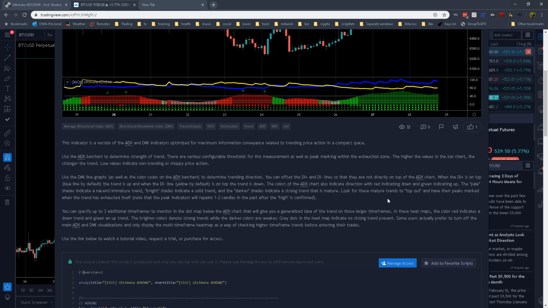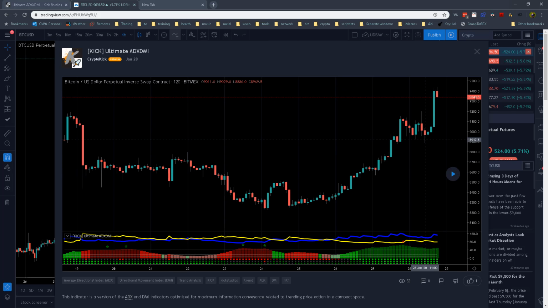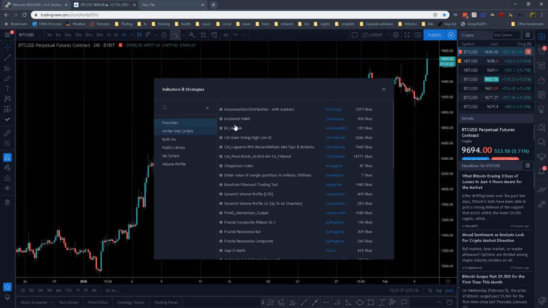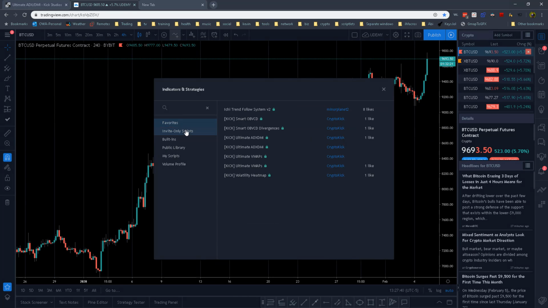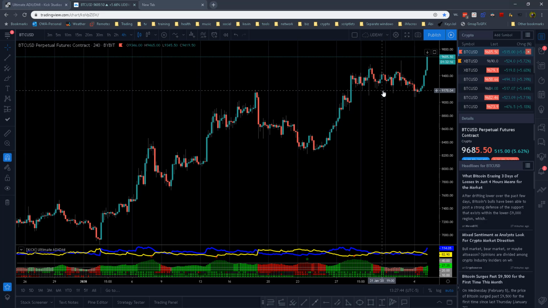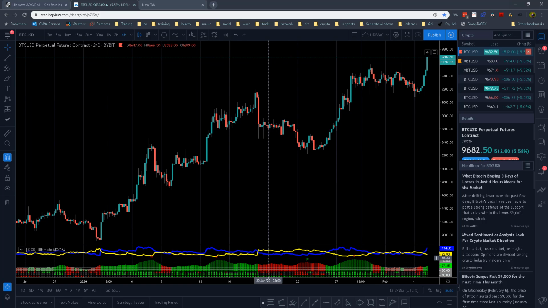Right down here, you can click add to favorites. And once you do that, they will show up here in your favorite scripts as well. So I'm going to go ahead and add it in right now. The chart I'm looking at is a Bitcoin chart, looks like we're on 4 hour. So we have the indicator down here at the bottom.